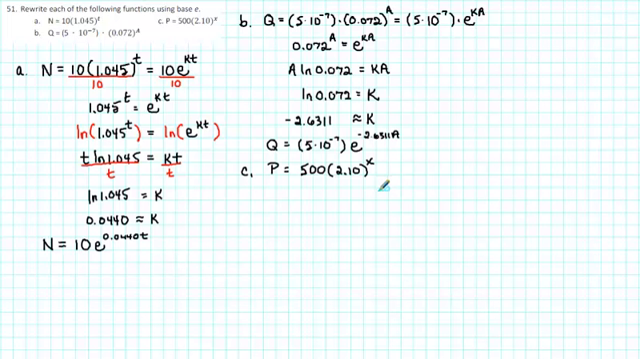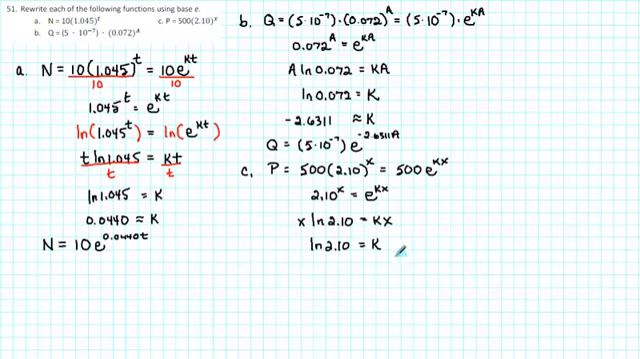For part c, we have the function p is equal to 500 times 2.10 raised to the x. We want to rewrite this function using base e. So we need to rewrite the function in the form 500 times e to the kx. Let's solve this equation for k. First of all, divide both sides by 500. The result is 2.10 to the x is equal to e to the kx. We take the natural logarithm of both sides, and the result is x times the natural logarithm of 2.10 is equal to kx.